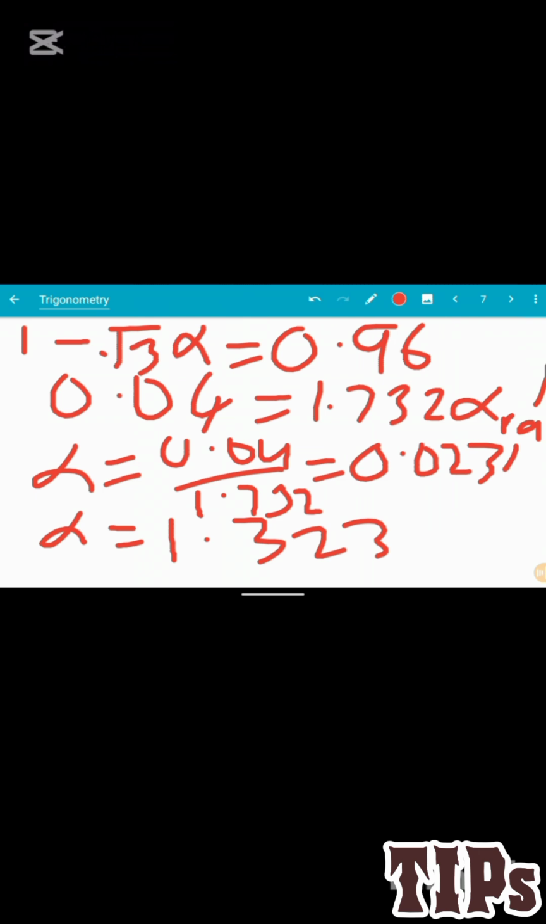Just multiply the angle by 180 and divide it by 3.143. Yes, 3.143. Just multiply it by 180 and divide it by 3.143. You will get your angle from radian to degree. So this is not the final step.